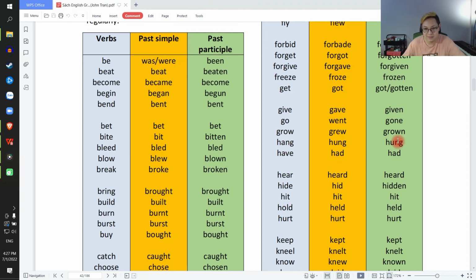Hang, hung, hung. Have, had, had. Hear, heard, heard. Hide, hid, hidden. Hit. Okay, be careful. This is hid. This is hit. Hide, hid, hidden. Hit, hit, hit. Hold, held, held. Hurt, hurt, hurt.